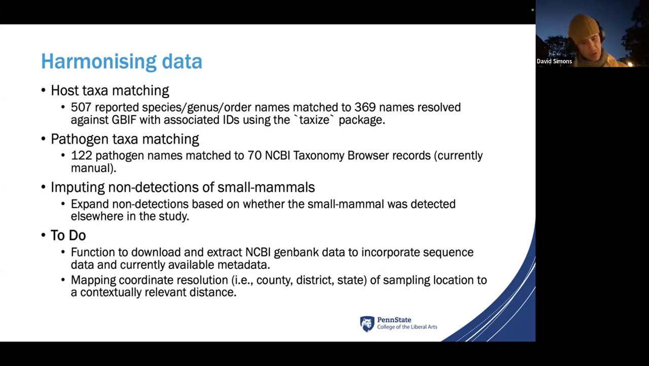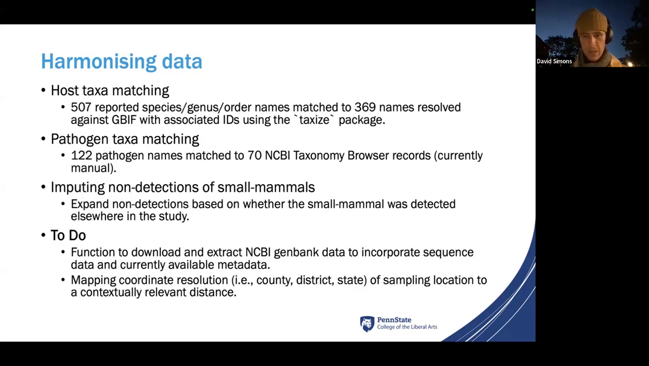What I'm also doing is I'm trying to enrich the data in the sense that we can impute non-detections of hosts based on trapping data. So if a study has reported finding, say, Rattus rattus in one location, but then they've not reported its absence in another area, the fact that they reported it elsewhere means that I feel somewhat comfortable saying that they didn't find it somewhere else. So again, trying to get as much out of the data as we can currently.